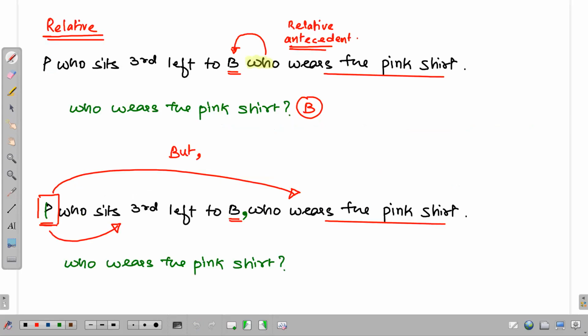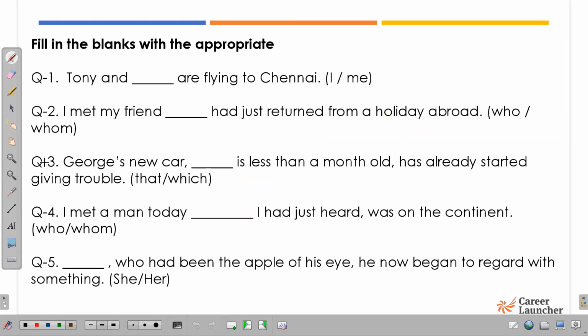Okay, so I have a question. For example, look at question number 3. "George's new car dash is less than a month old, comma, has already started giving trouble." So that versus which. If you understood this rule, I'm sure you can see the commas and we will put which here, because that here will be wrong.